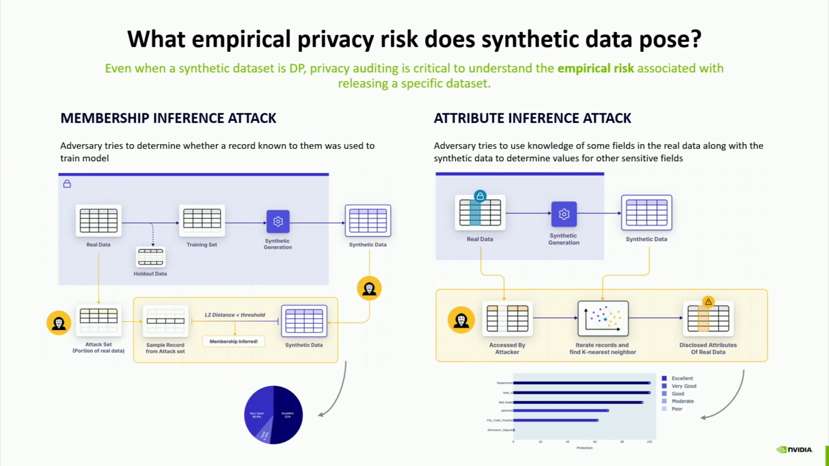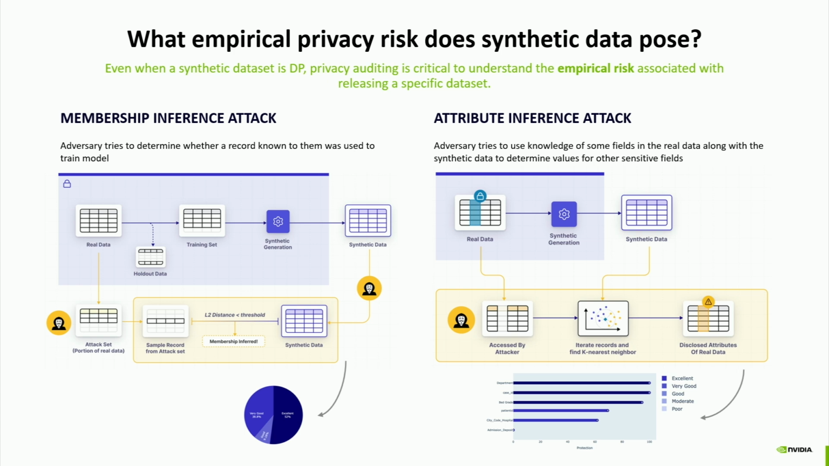You would have heard a lot of attacks on models, right? Membership inference attacks, attribute inference attacks, data extraction attacks. There's a lot that can be done in the model space, but what we do in the data space, when you have a synthetic data set and you're trying to attack it, is two different things. One is a membership inference attack, where an adversary basically tries to determine whether a record that is known to them was used to train a model.